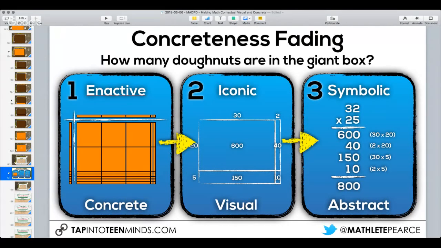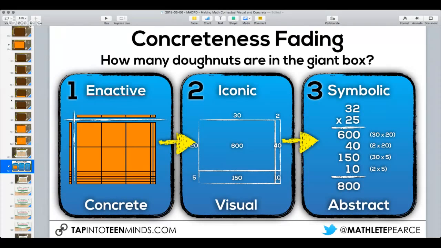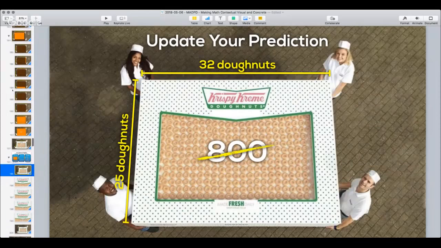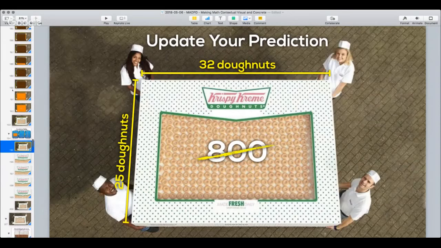This problem also has some really, really cool extensions, because I will tell you the box actually doesn't have 800 in it. You'll have to go to my website to see why. There's actually more than 800, so maybe you can ponder why that might be.